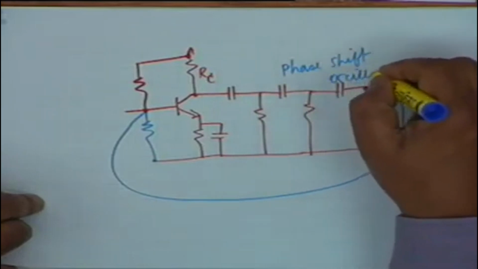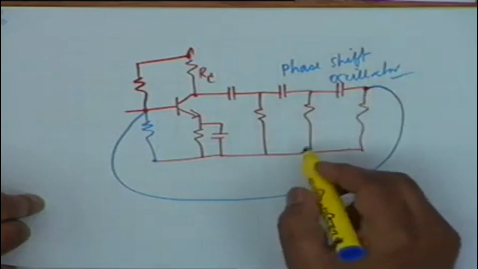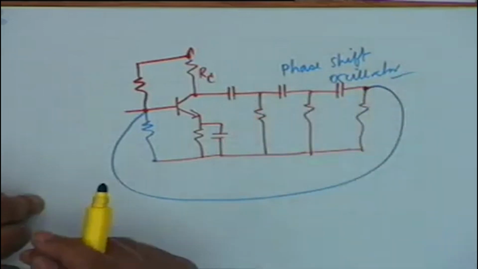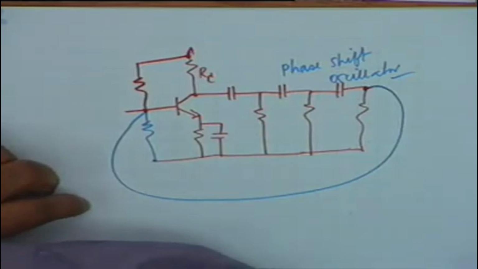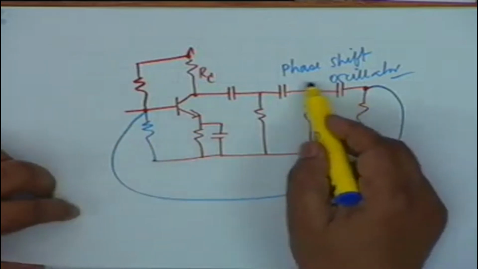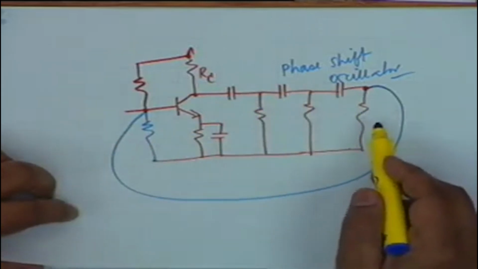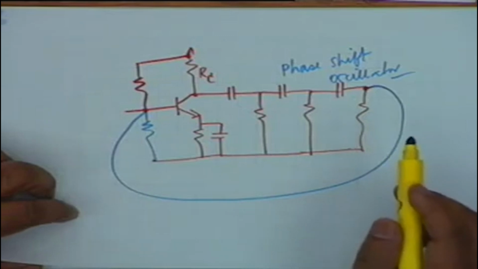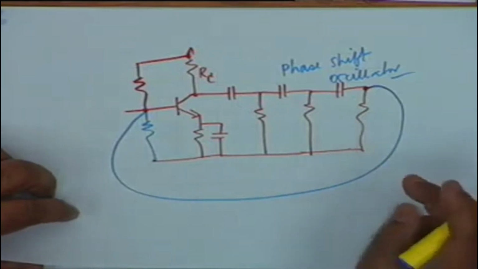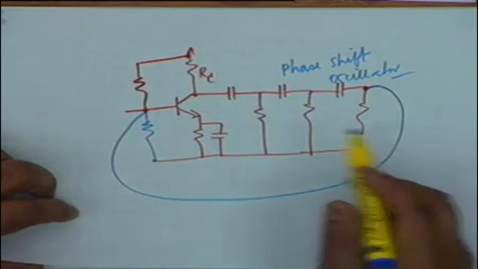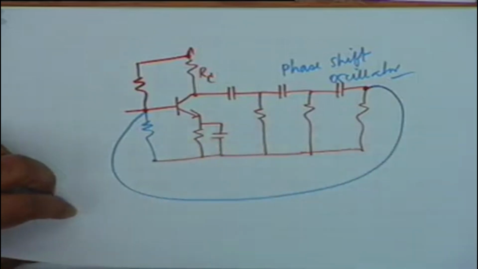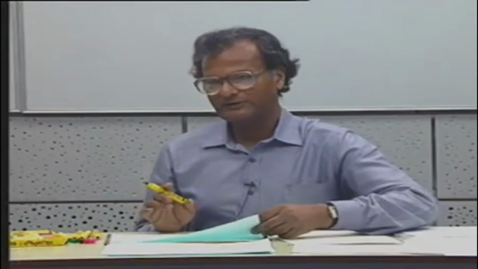oscillator. Phase shift oscillator. Why is it called a phase shift oscillator? Because the H circuit shifts the phase by 180 degrees. This circuit, this 3-stage CR, shifts the phase by 180 degrees. Now if you wish to analyze this circuit, the analysis strategy is the following.